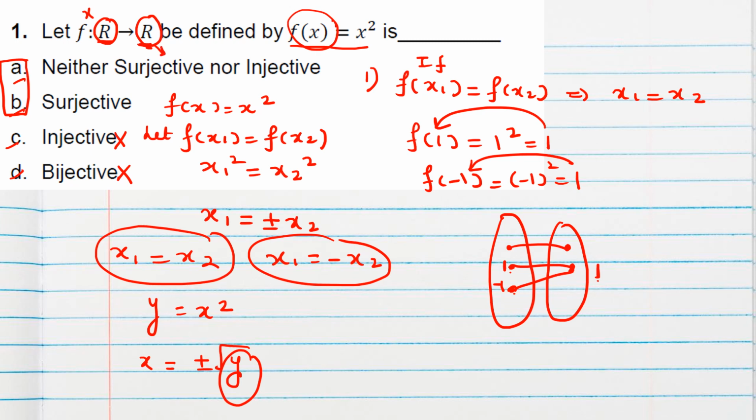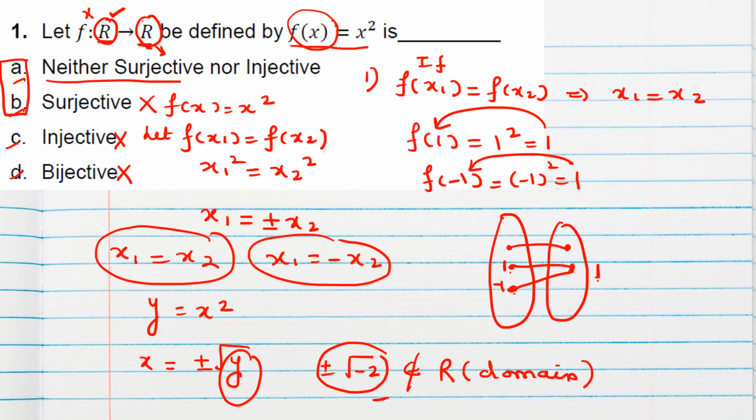So if I suppose y is minus 2, will this number have a related element in our domain? No, because the root of a negative number does not exist in real numbers. R and R are real numbers, right? So that won't exist here. So what we can say, it is not surjective. This particular element does not belong to our domain. This R is the domain. So we can say it is not surjective also. That means neither surjective nor injective. The first option will be correct.